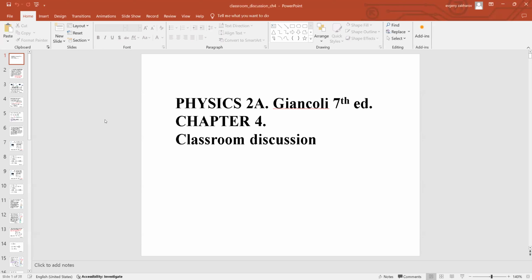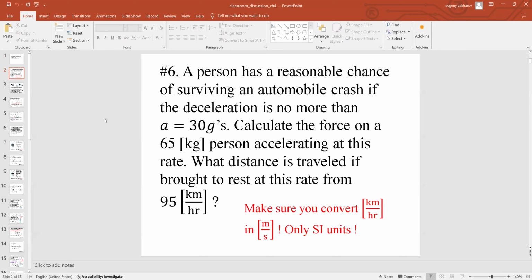Okay, chapter 4, classroom discussion. Let's solve some problems. First problem, we have a person who has a chance to survive a crash if acceleration does not exceed 30 Gs. 1 G is 9.8, so 30 times G would be 30 times 9.8. And you calculate the force on a 65 kilogram person.